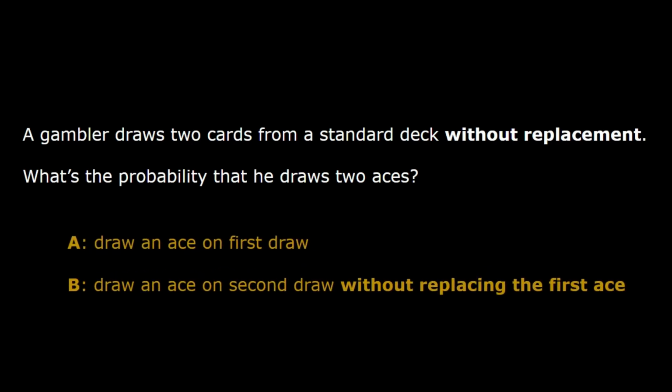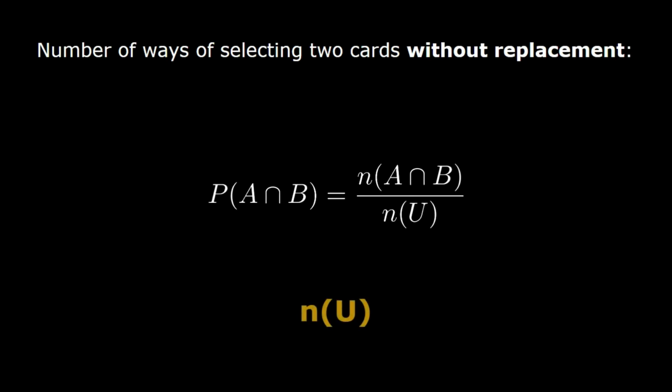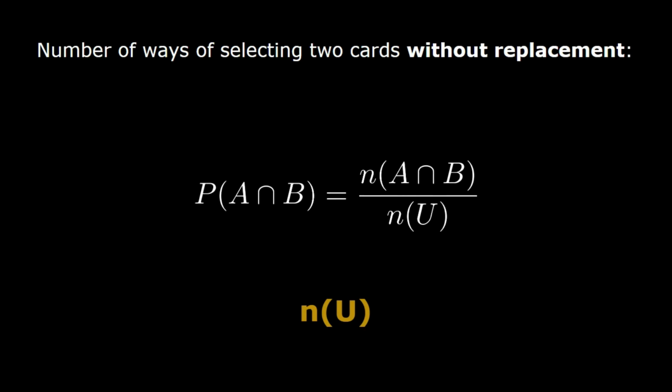So of course we still have two events in this problem. Event A is drawing an ace on the first draw, and event B is drawing an ace on the second draw, now without replacing the first ace that you have in hand. So we have to figure out, just like we did earlier, the total number of possibilities of picking any two cards in a sequence without replacement from a deck of cards. This is going to be our denominator in our probability, which is the total number of items in our sample space.